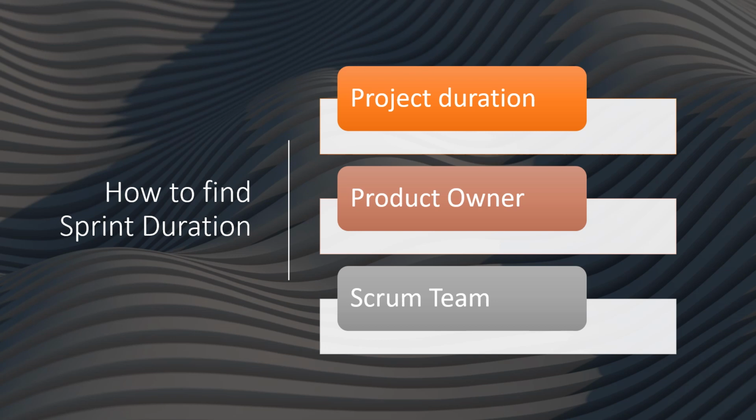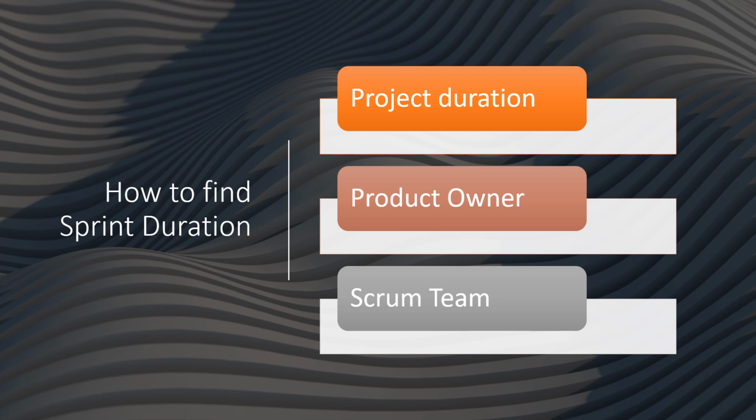The second important factor is availability of product owner. So there is no point in having a 1-week sprint if your product owner is not available for the feedback, which is important for the project success. So the product owner availability is an important aspect over here.